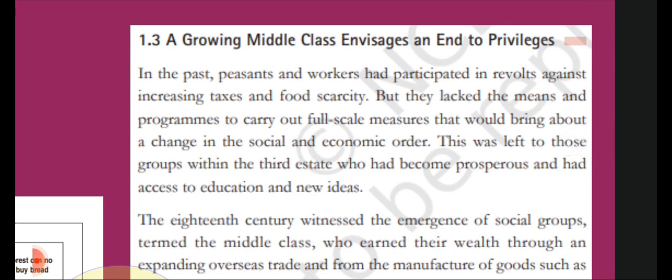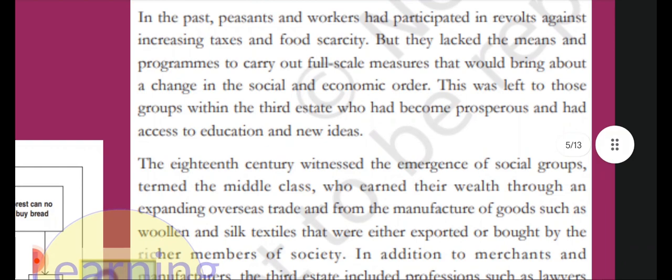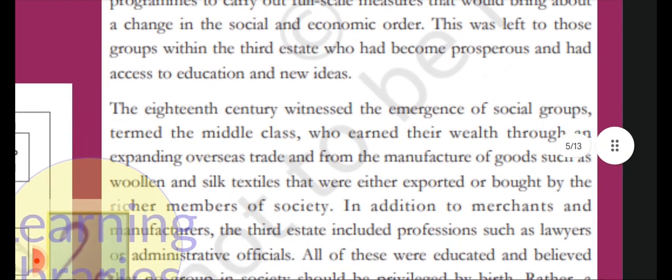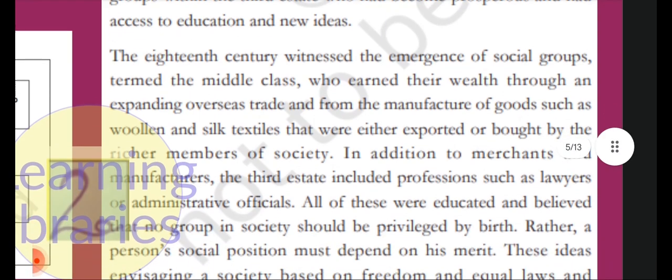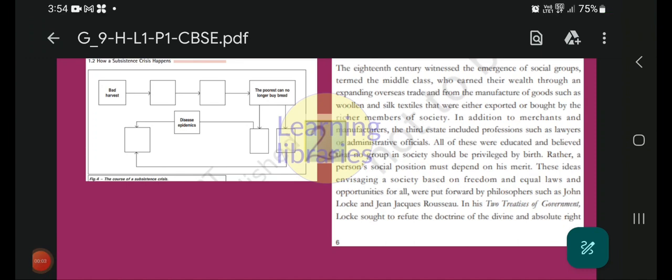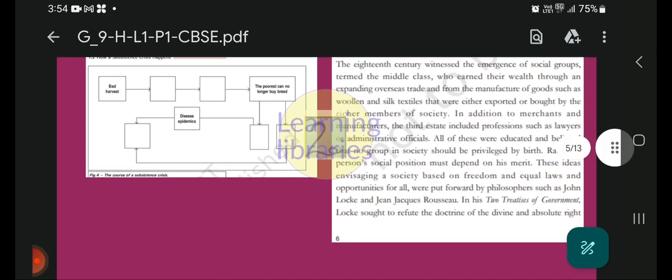In the past, peasants and workers had participated in revolts against increasing taxes and food scarcity. But they lacked the means and programs to carry out full scale measures that would bring about a change in the social and economic order. This was left to those groups within the third estate who became prosperous and had access to education and new ideas. The 18th century witnessed the emergence of social groups termed the middle class, who earned their wealth through an expanding overseas trade and from the manufacture of goods such as woolen and silk textiles that were either exported or bought by the richer members of society.